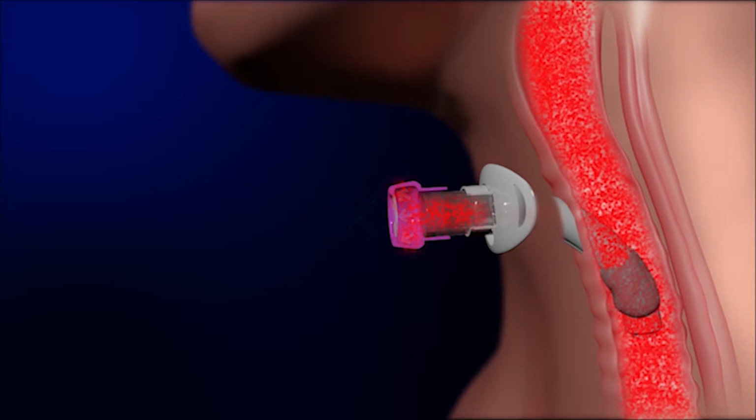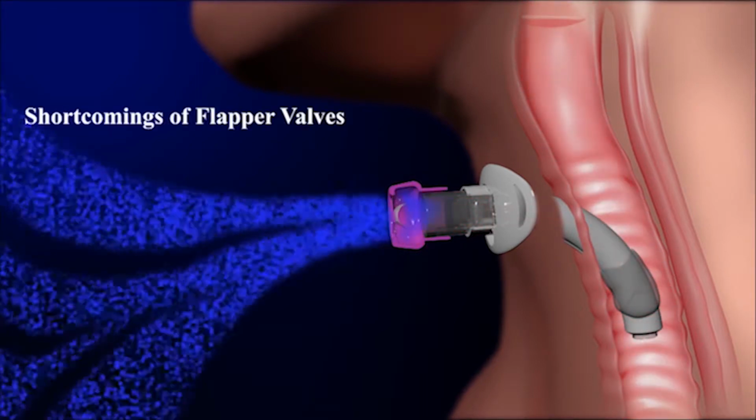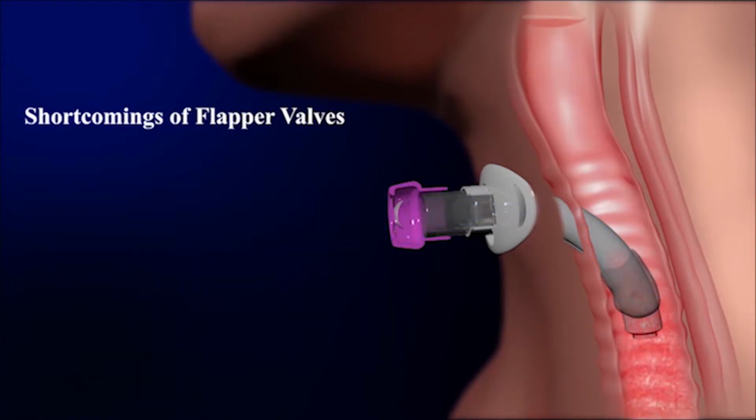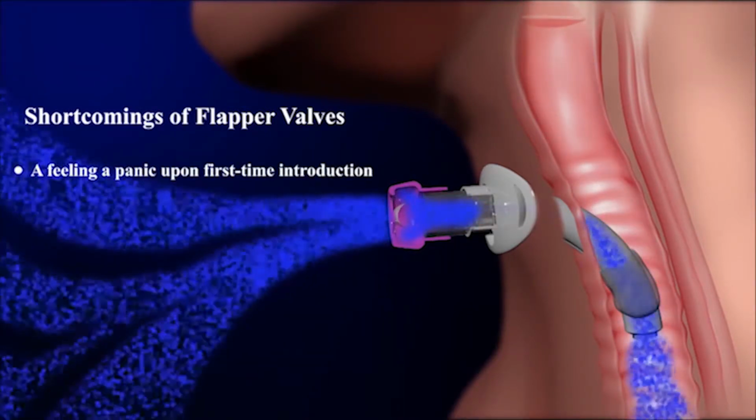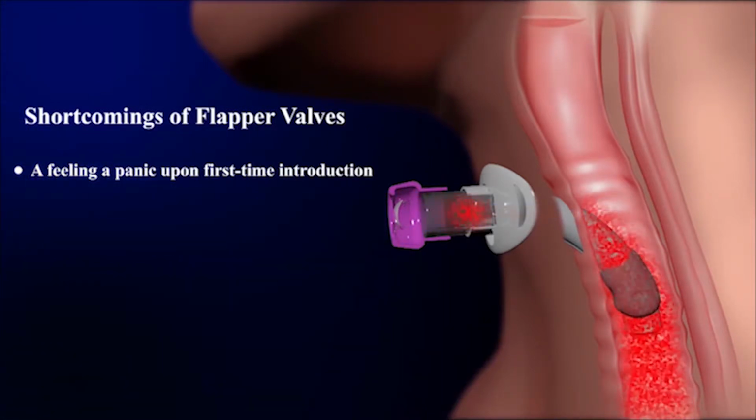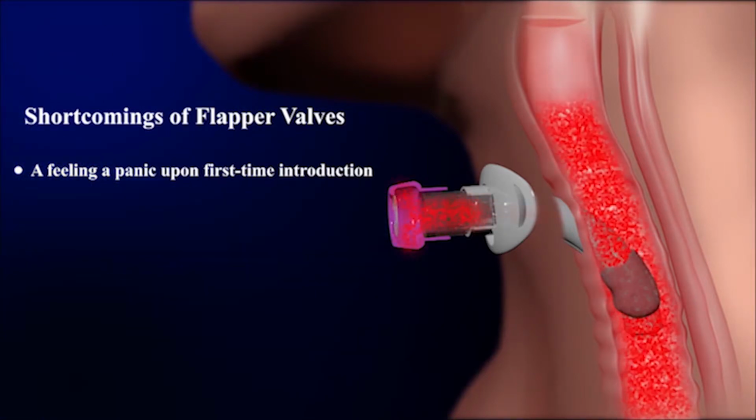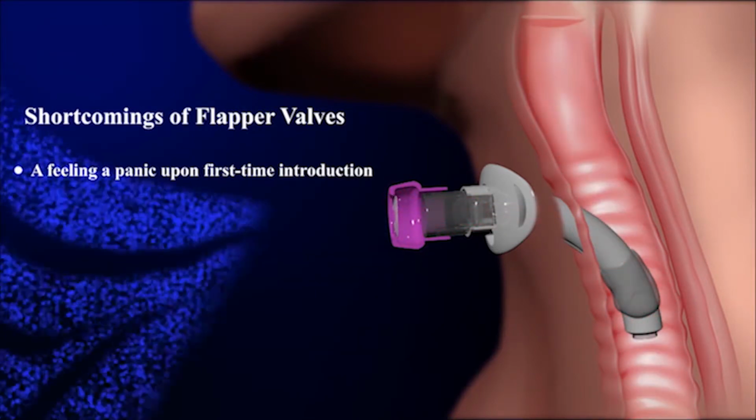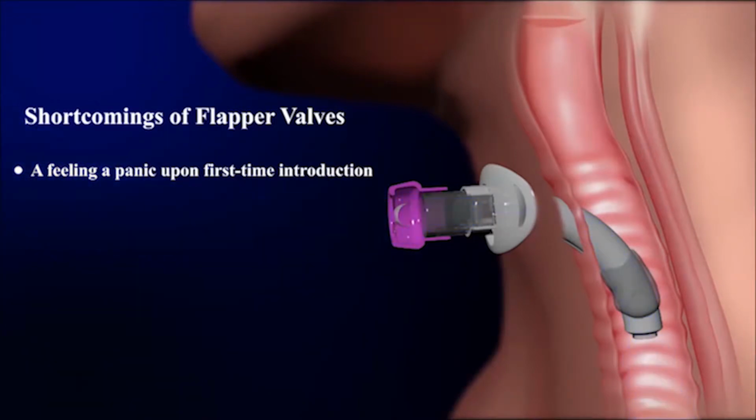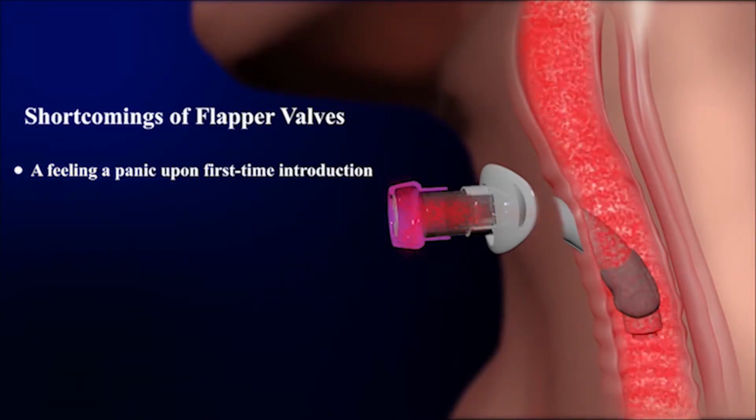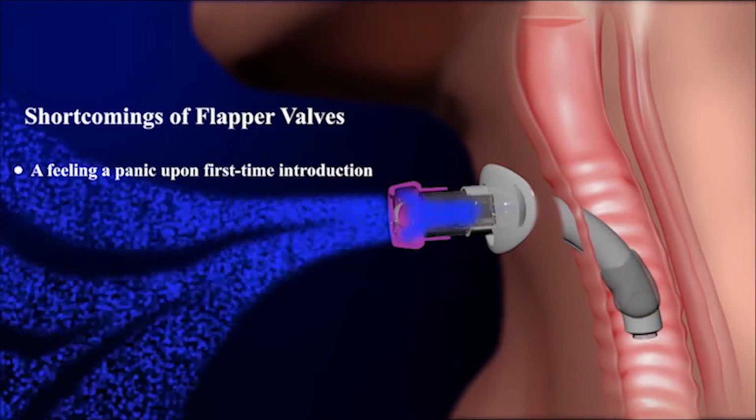The flapper design valves have several shortcomings. The bias closed membrane of the flapper valves often causes a feeling of panic upon first-time introduction of the valve to the tracheotomized patient. This requires the speech-language pathologist to spend a significant amount of time coaching and preparing the patient for the first-time introduction of the speaking valve.